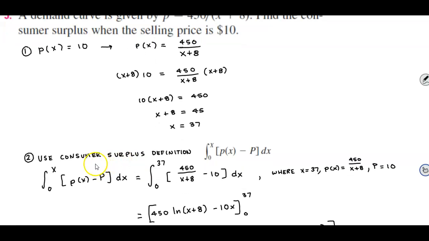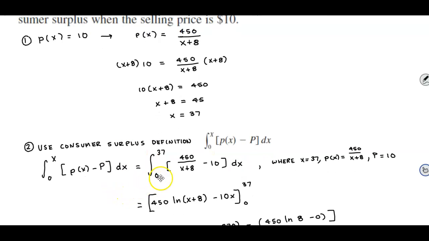So we're going to use the formula for the consumer surplus definition, which goes from 0 to x, and the function is P of x minus P dx. So the lower limit is 0, the upper limit is 37. P of x is 450 divided by x plus 8, minus the value of P, which is 10.